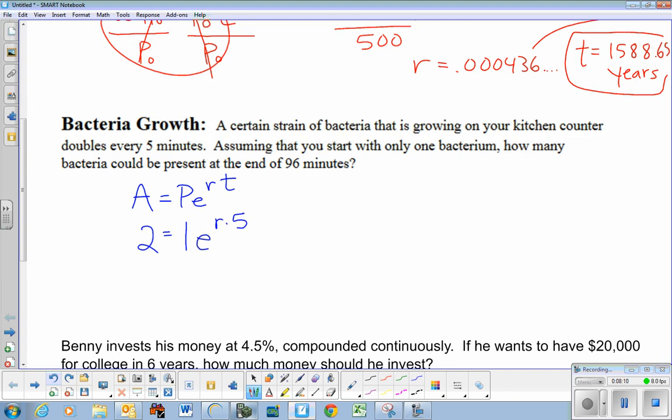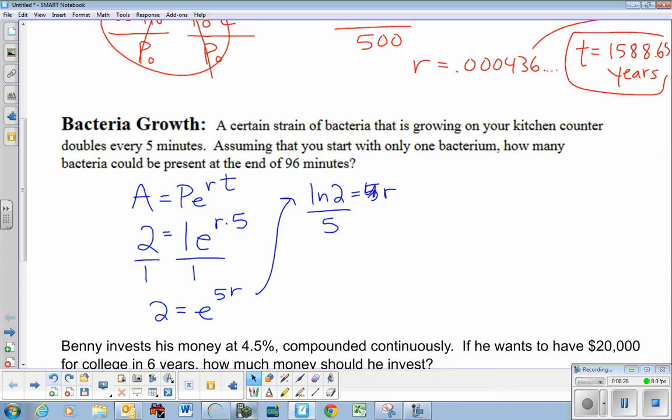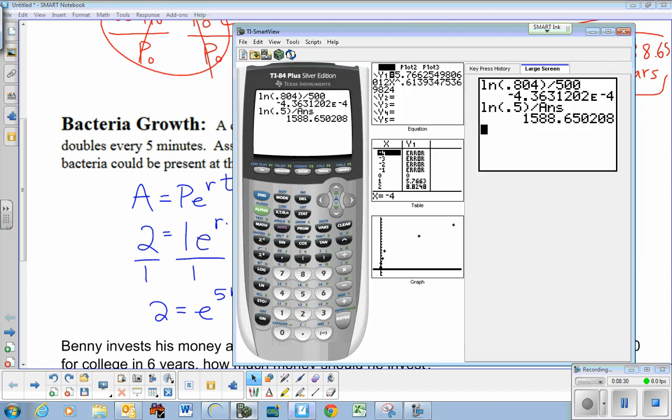So divide both sides of this equation by 1. Basically, this 1 goes away. I get 2 equals e to the 5r. Natural log both sides. And r is going to be the natural log of 2 divided by 5. All right, so I can express it that way, or if I wanted the decimal, natural log of 2 divided by 5. So this is my value.